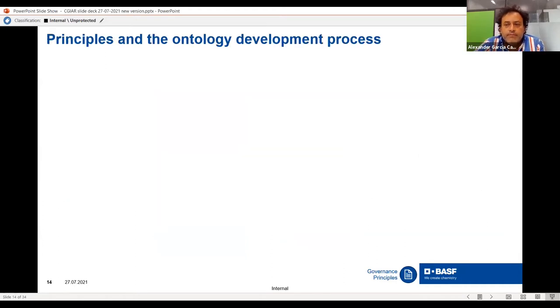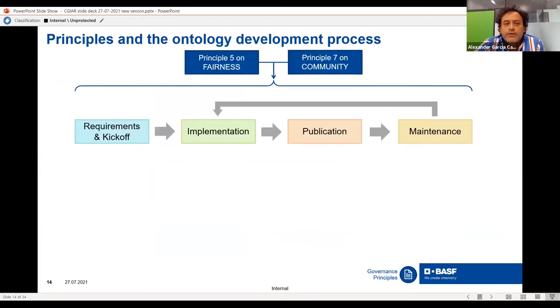The principles, how are the principles and the ontology development process coming together? From our experiences, we have seen that this development process is very well known by all of you in different forms. You always have the requirements and kickoff stage. You always have an implementation stage. You also have a publication and a maintenance or curation stage. Throughout all of these, principles on FAIRness apply equally on all four stages. The same is true for principles on community.